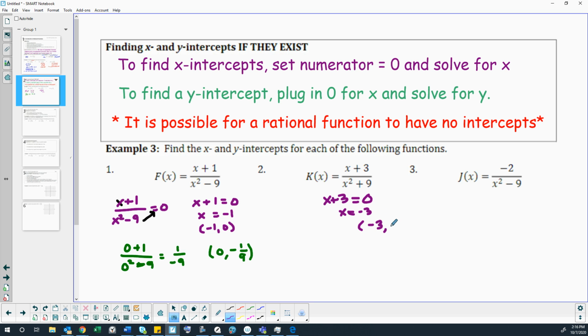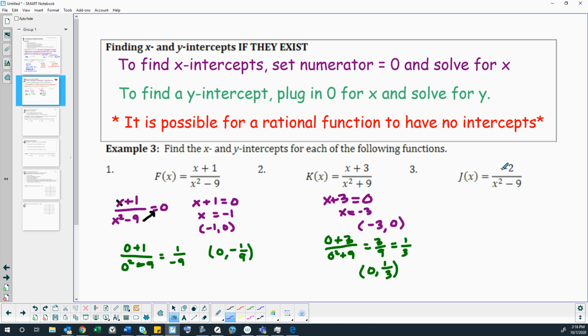So I can't talk and write the right stuff at the same time. Our x-intercept on this one would be (-3, 0). Our y-intercept would come from plugging in 0. So we have 0 plus 3 over 0 squared plus 9, which gives us 3/9, which reduces to 1/3. So our y-intercept is (0, 1/3). At this point, you're starting to wonder if y-intercepts are always fractions. No, but frequently they can be.